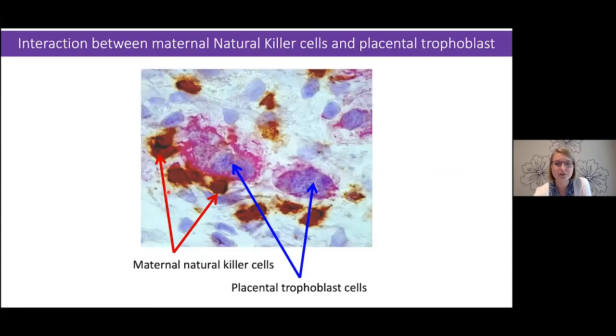And just for visual effect, here's a section of the human placenta, and you can see in pink the trophoblast cells that are invading into the maternal wall, interacting very closely with these maternal natural killer cells. And so what this really indicates is that this is a positive relationship between the maternal and fetal derived cells, and not a normal scenario where these immune cells would actually attack a foreign cell.